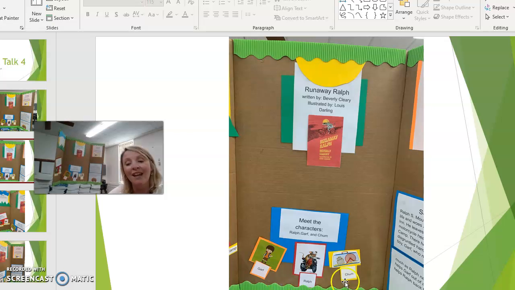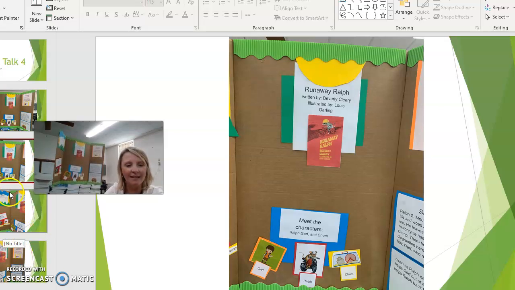And Chum finds a home. Chum wasn't incredibly happy with his placement in life, but he realizes, just like Ralph and just like Garth, that things aren't quite as bad as what you make them out to be. And if you learn to be happy where you are, your outlook improves.